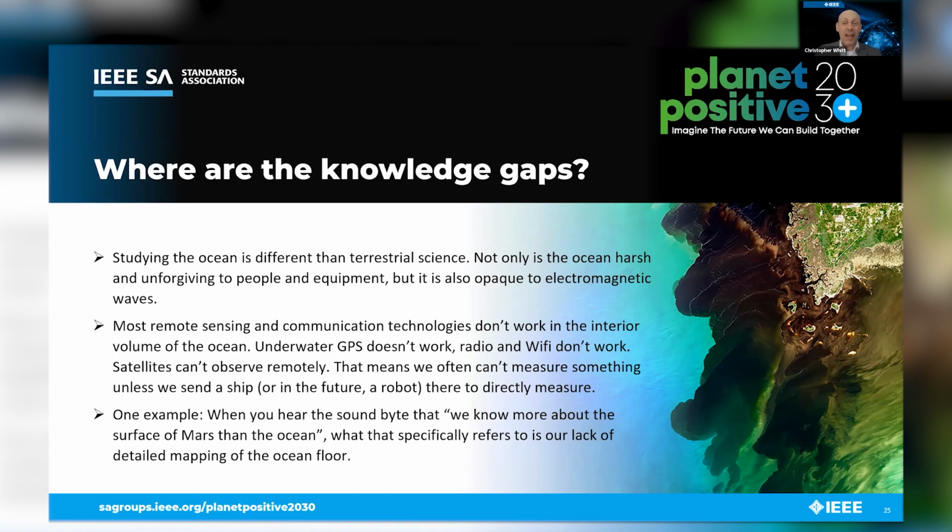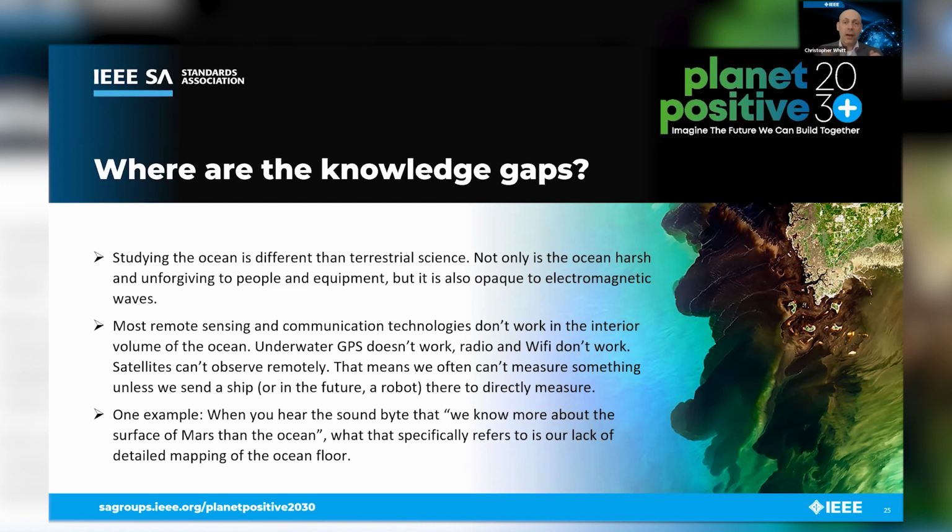And we often can't easily measure properties internal to the ocean unless you send a ship there, or maybe in the future it might be a robot or autonomous system of some kind. But that means that our data, the data volume we've got, the number of measurement points, the time coverage, and the spatial coverage is many orders of magnitude less than what we are used to in terrestrial science and other areas of science and technology.